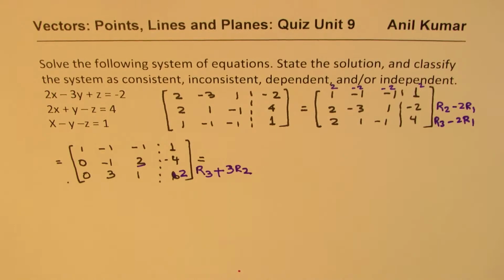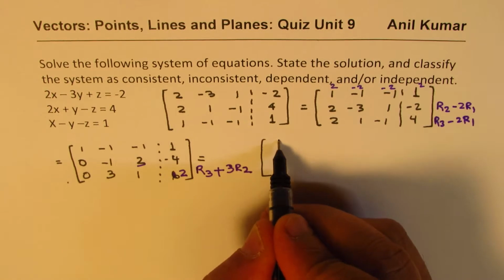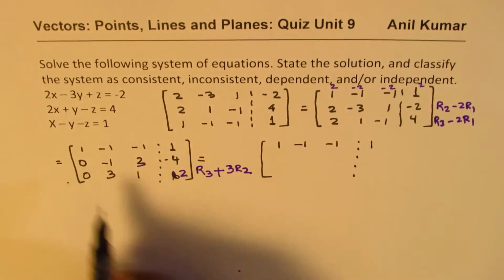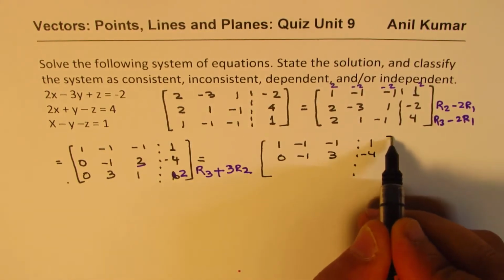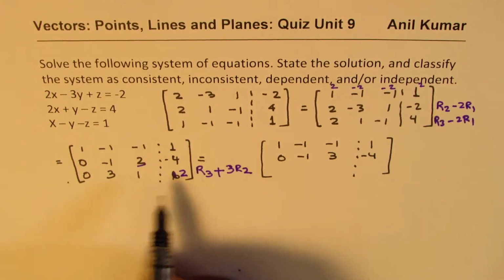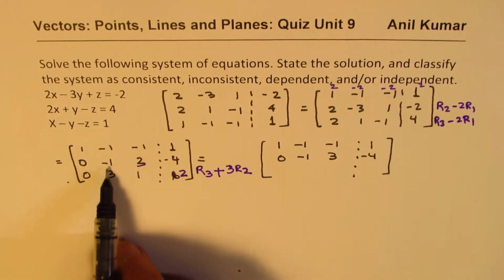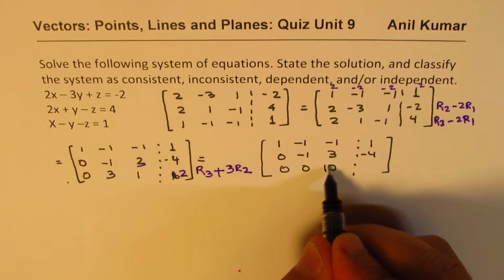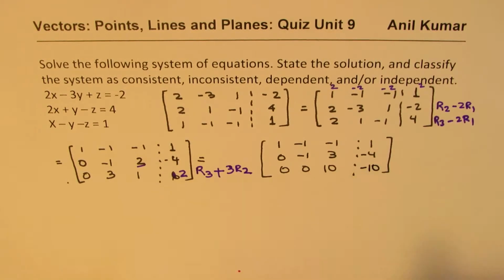So if I do that, what happens? The first row is 1, minus 1, minus 1, 1. The second remains the same, 0, minus 1, 3, minus 4. And here, I'll multiply this by 3 times and then add to this. So that becomes 0. 3 times 3 is 9. When you add, you get 10. Minus 12, when you add, you get minus 10. That's what you get.